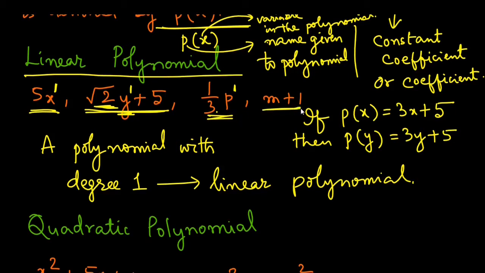Here m plus 1, the exponent of the variable m is 1. So the degree of this polynomial is 1. So m plus 1 is a linear polynomial. The polynomials having degree 1 represent lines in a graph. When these polynomials are drawn in a graph, they represent lines. So they are called linear polynomials.